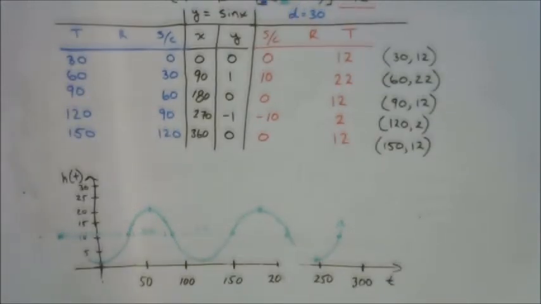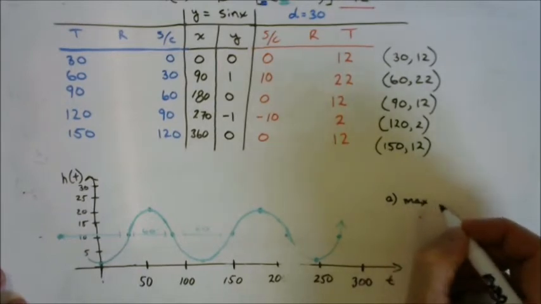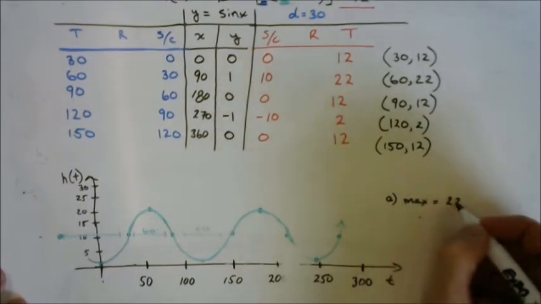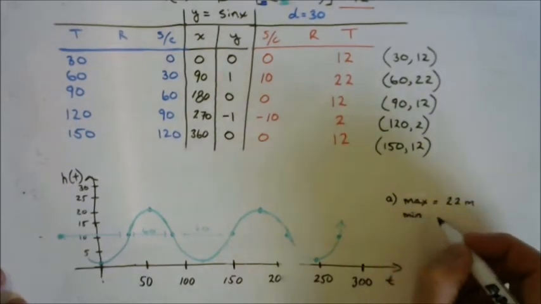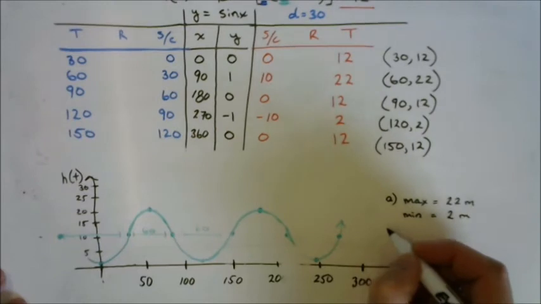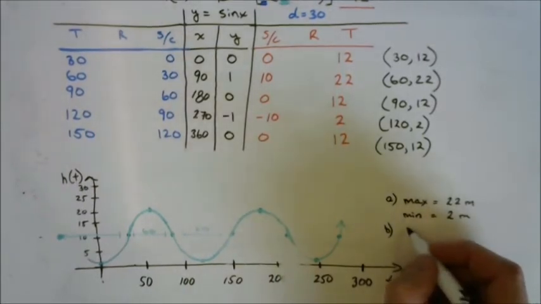Okay, now that we have that graph drawn out, we're going to determine each of the following: the max and min height of the rider above the ground. What's the maximum height of the rider above the ground? 22 meters. The minimum height above ground? 2 meters. B, the height of the rider above the ground after 30 seconds. 12 meters.